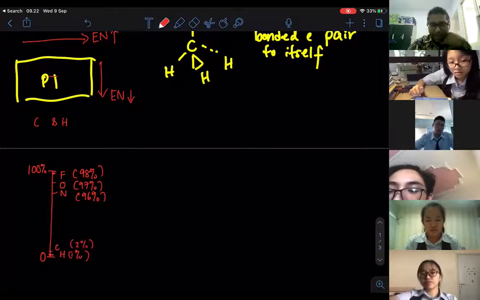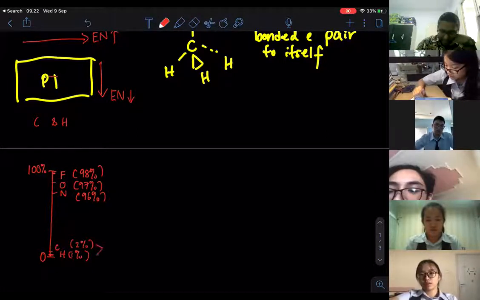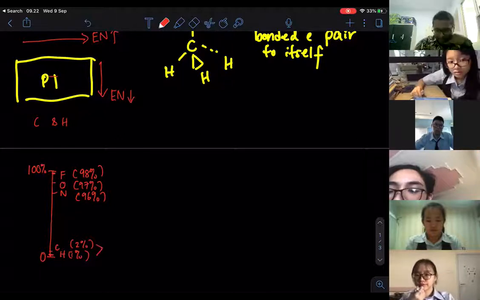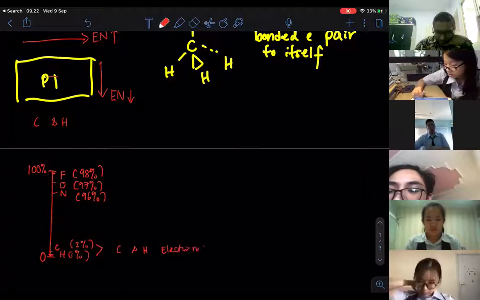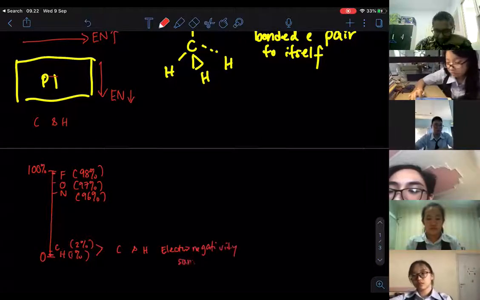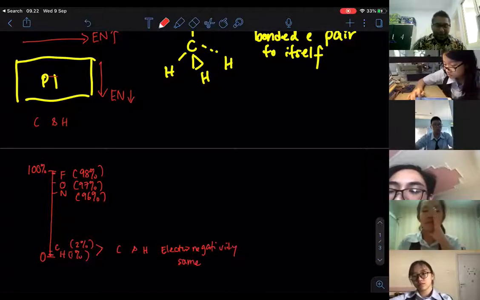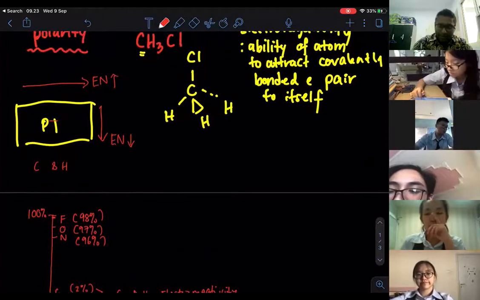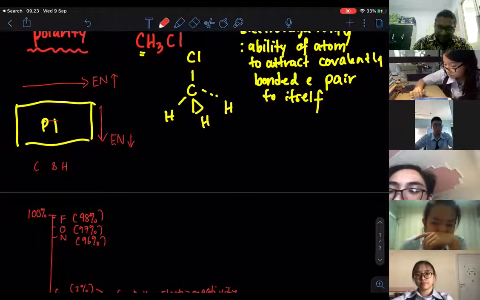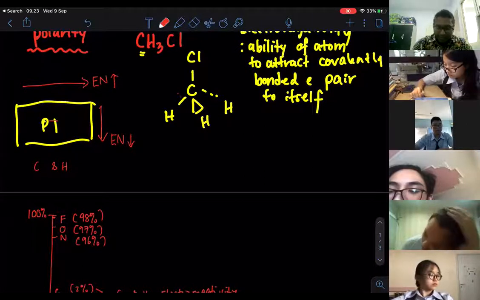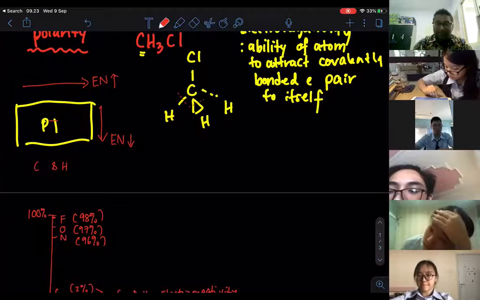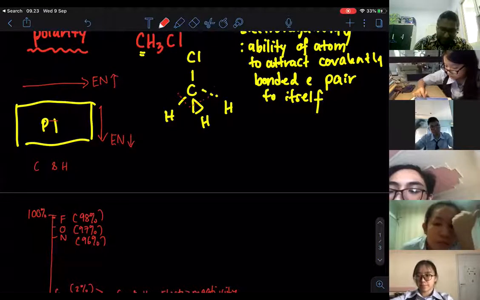Therefore, because they are closer, they have found that carbon and hydrogen have almost the same electronegativity. They have said that electronegativity is the same because of this reason. So for example, if I have carbon and hydrogen, I can say that since they have the same electronegativity, the electron stays in the middle.